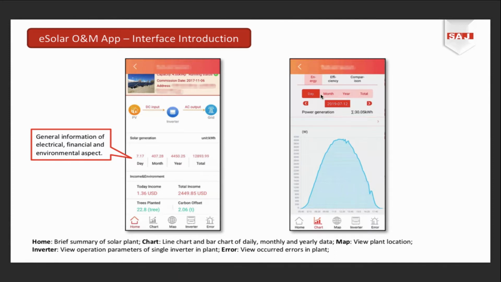And if you would like to see other data, then you can simply click here to move the date, like right now it is 2019 July 12th. You can click here or click here to select another date to see the performance of the plant.